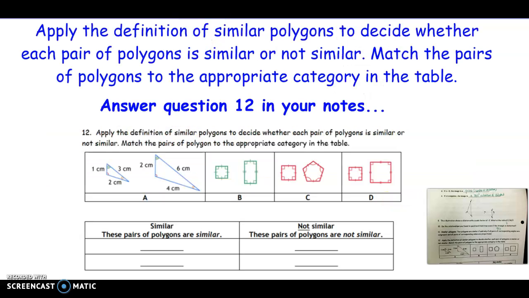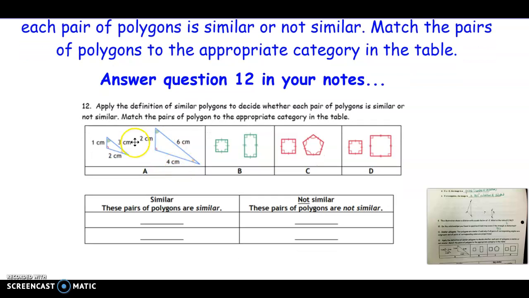So looking at question number 12, we can use this definition to determine which of these figures are similar and which ones are not similar. So we're looking to see if all the corresponding angles are congruent and all the corresponding sides are proportional. If they are, then those figures are similar. So looking at these two triangles, I can see that this angle is congruent to that one because they both have 3 arcs in them. This one is congruent to that one, they both have 1 arc. And this one is congruent to that one, they both have 2 arcs.